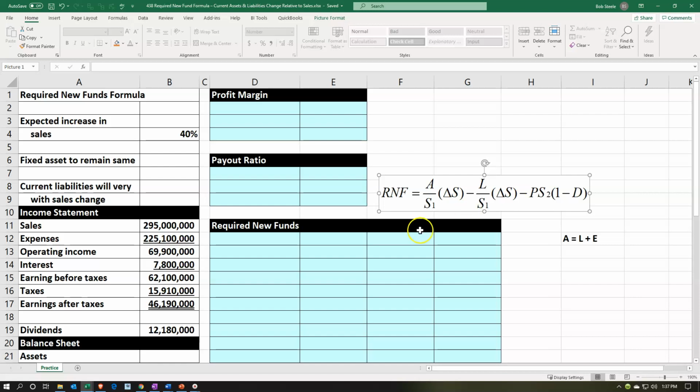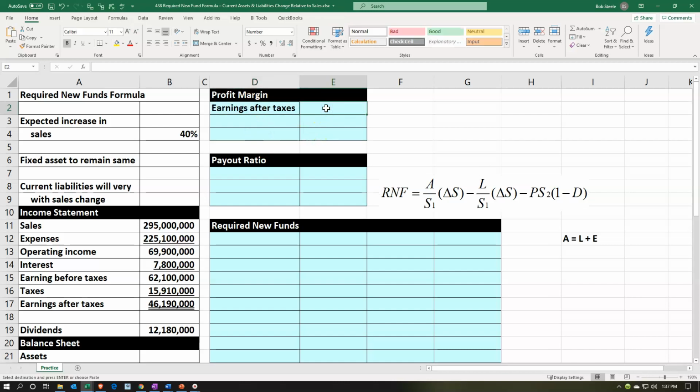All right, to do this, we're going to need the profit margin percent. So let's calculate that first. Let's take a look at the earnings after taxes, or the net income. The net income, this is in the prior year that has passed already, not in the projected year in the future. We've got the sales.